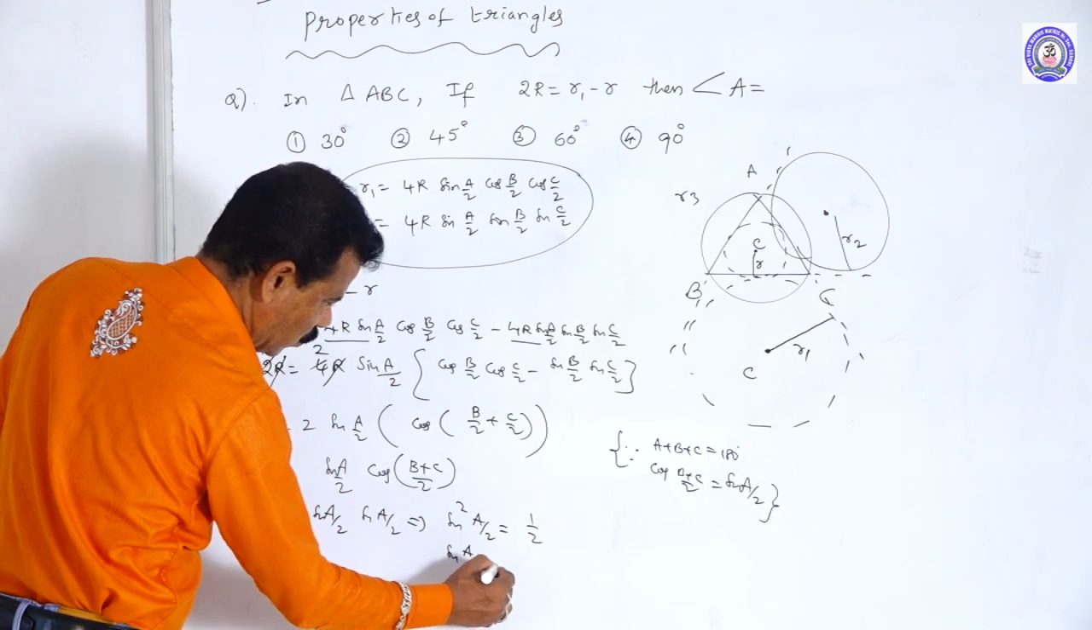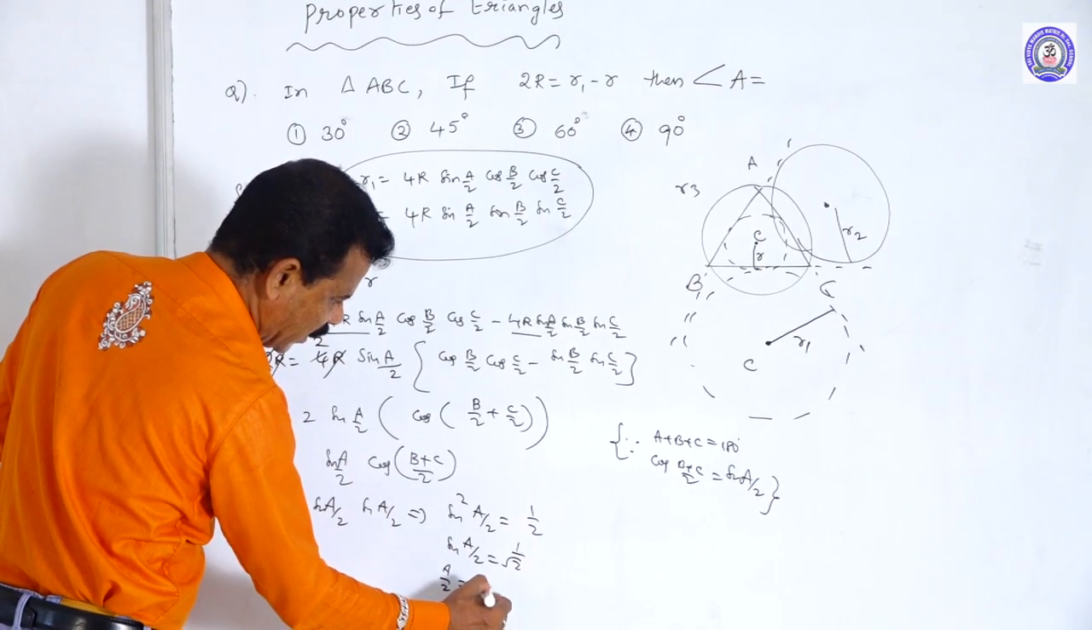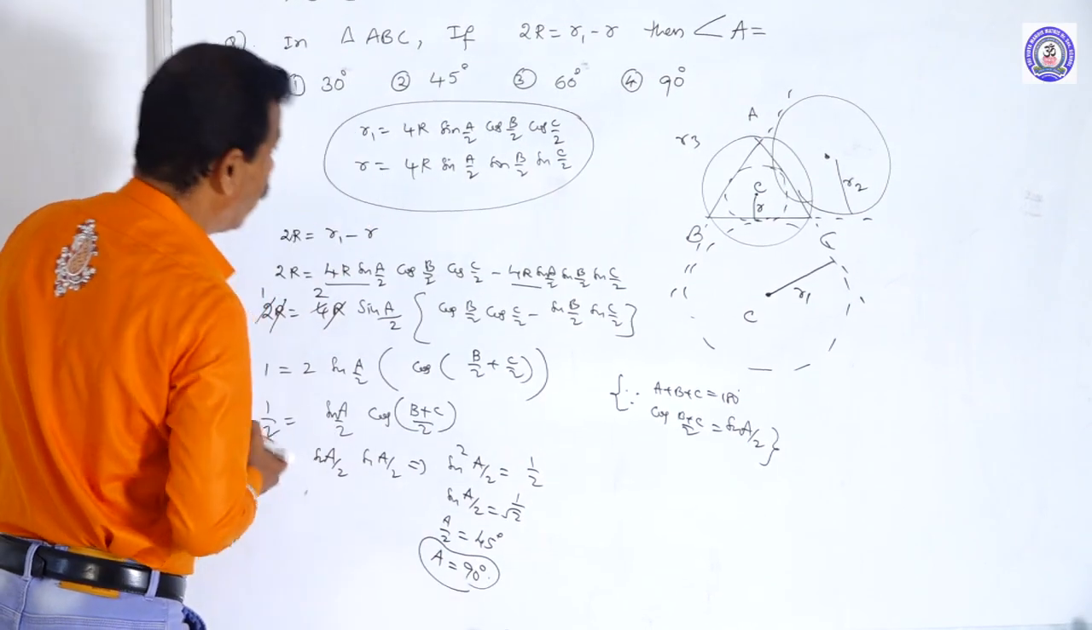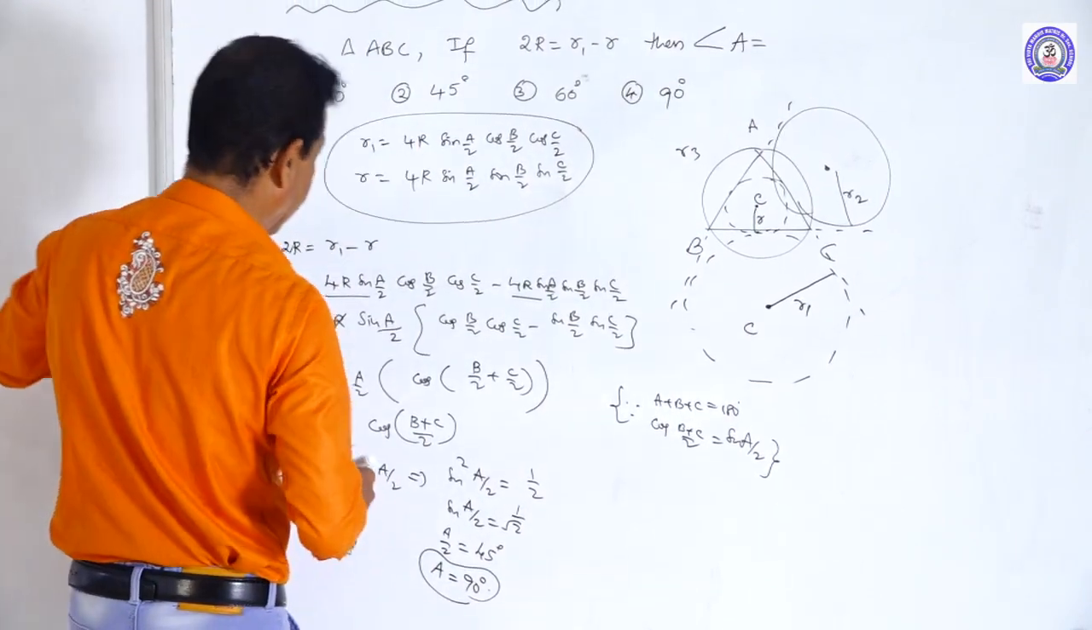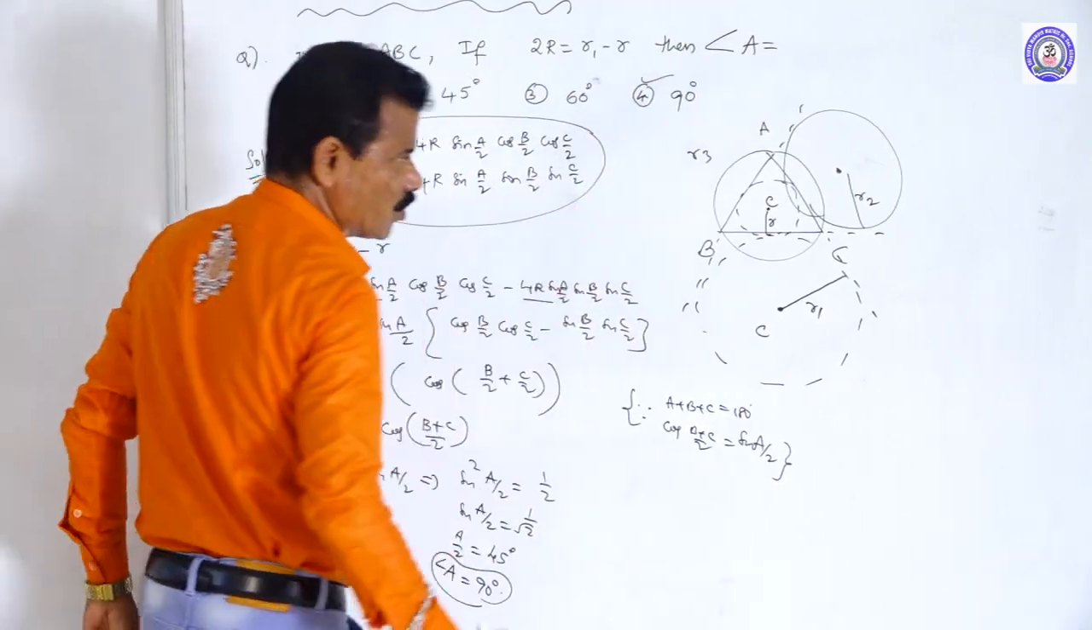Sin A by 2 is equal to 1 by root 2. So A by 2 value is 45 degrees. Then A is equal to 90 degrees. This is the A value. He is asking for angle A. Angle A is 90 degrees. The fourth option is the right answer.